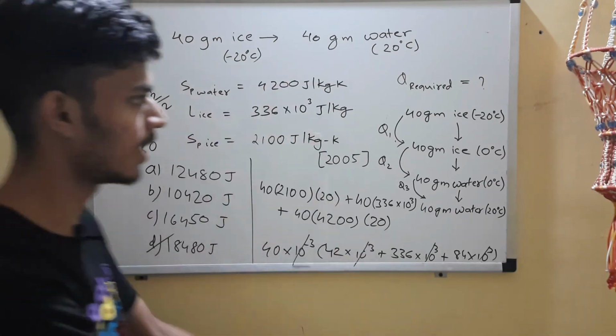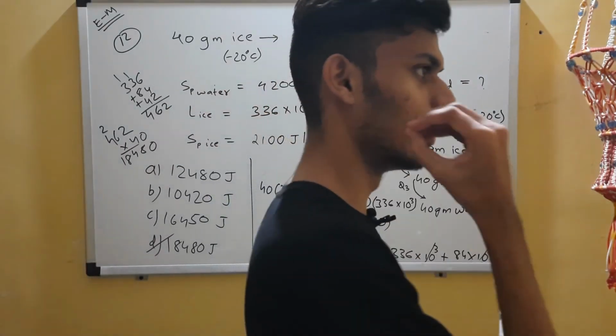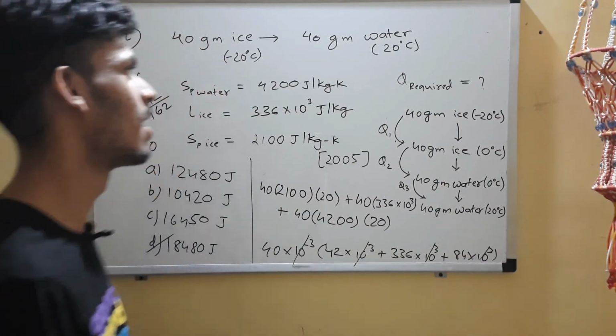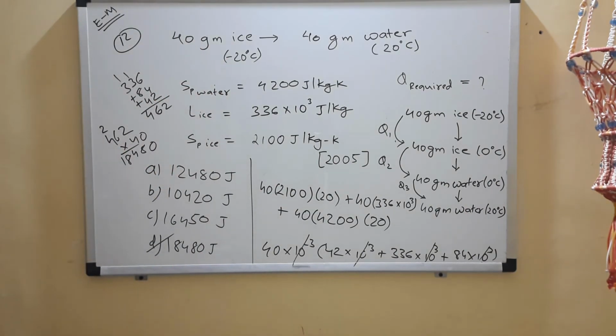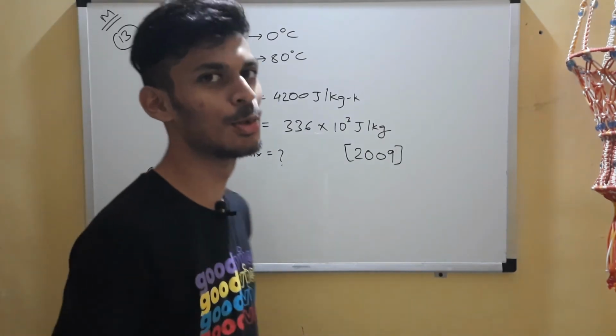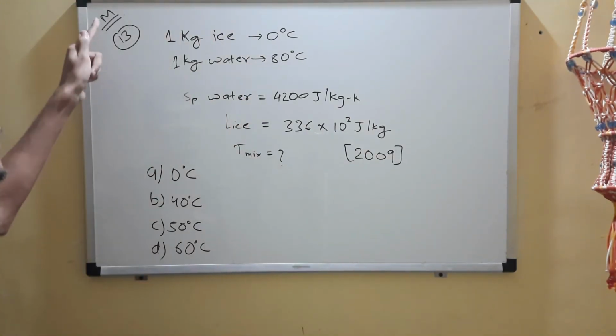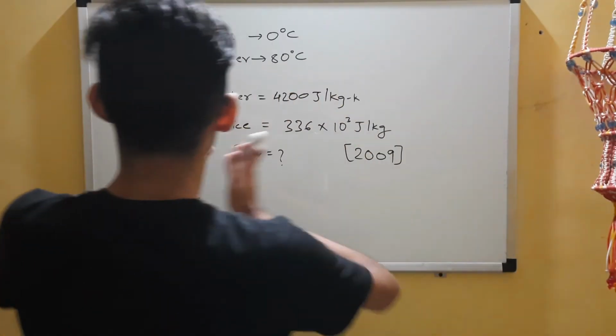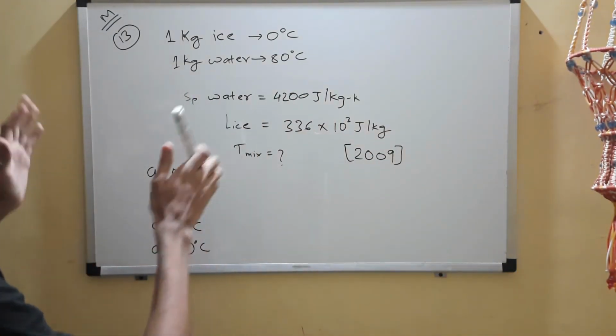We just had to break it into steps and add the heat at each step, right? So over to the next question now. You can note this down. Question 13 over here. You can note that the level has increased. It's a moderate level question now, so it includes a bit of thought process. Anyways, let's come to the question.